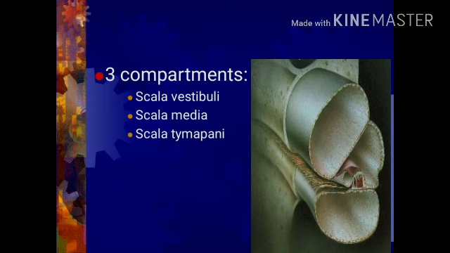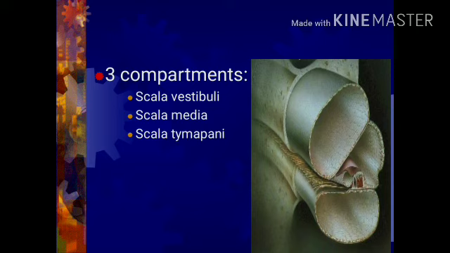Scala vestibuli and scala tympani are filled with perilymph. They are connected with each other at the apex of the cochlea through the helicotrema, that is a small opening, and scala media is filled with endolymph, which is secreted by the stria vascularis, which is located on the wall of scala media.